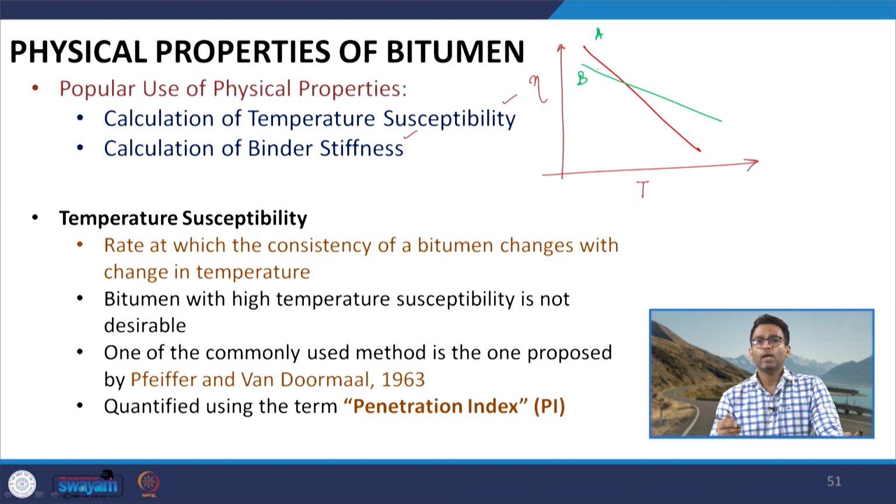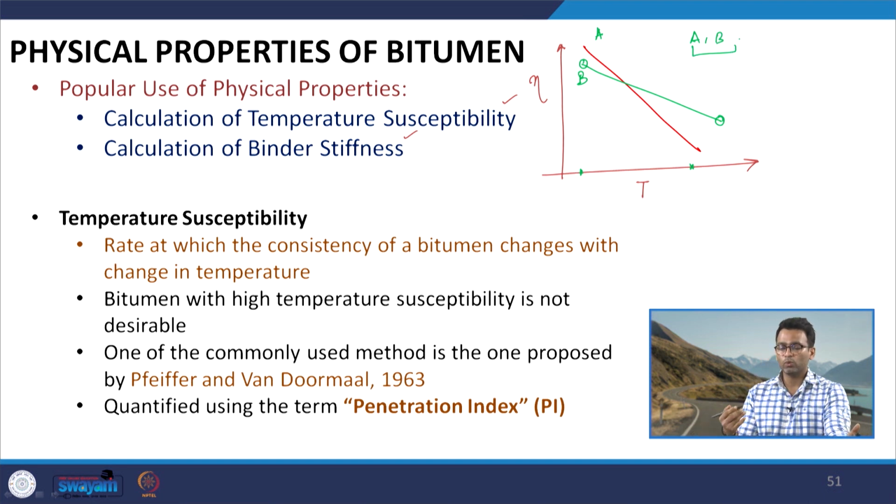So, in case of bitumen A, you will see that at lower temperature it has very high viscosity, but at higher temperature it has very low viscosity, which means the viscosity drops at a much faster rate. On the other hand, in case of bitumen B, the viscosity at lower temperature is lower than the viscosity of bitumen A, and at higher temperature the viscosity of bitumen B is higher than the viscosity of bitumen A. So, if you are given a choice to choose between A and B, which bitumen are you going to choose?